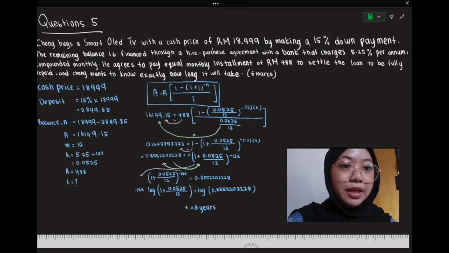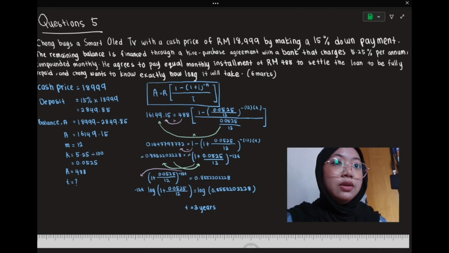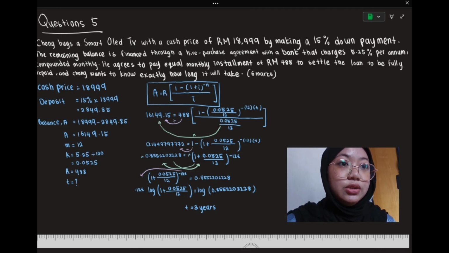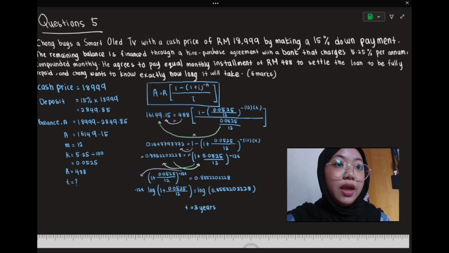That's all. Hi, I'm Hidayah and I will explain question 5. The cash price is 80,999 ringgit and the deposit was 2,849 ringgit 85 cents. To find the value of A, you have to subtract the deposit from the cash price. Then you will get A equals 60,149 ringgit 50 cents, and M equals 12, K equals 0.0525 and R equals 488.